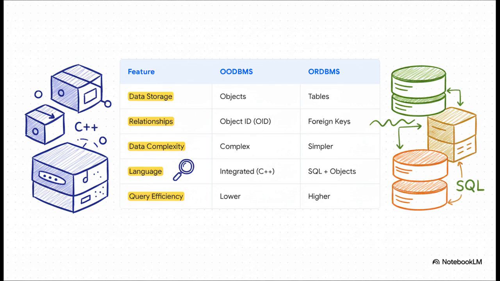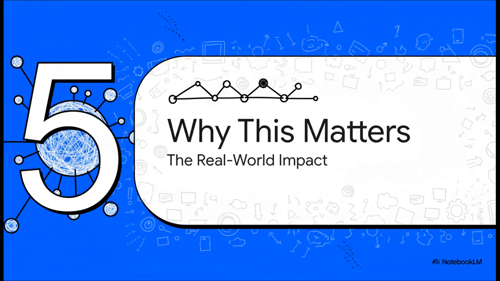Then you have ORDBMS, the hybrid model. It's like a traditional relational database that's been given some object superpowers. It can give you better performance for simple queries, but it's not a pure object system. The one you choose really depends on what you're building. So, we've walked through the whole concept, but let's get down to it. Why should you actually care about this? What's the real-world impact of modeling data this way?